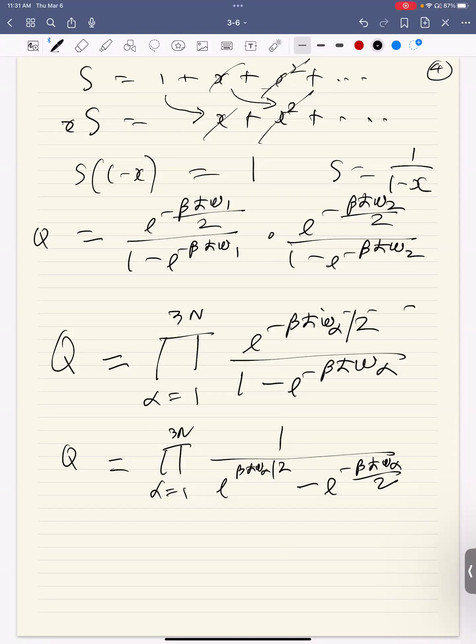I'm going to stop in like 5 minutes. I'll write down the final expression, and the Einstein and Debye thing we will do in next class.